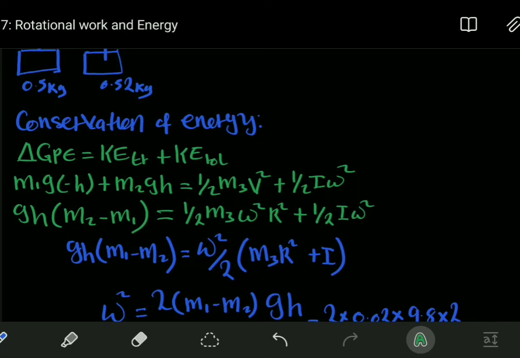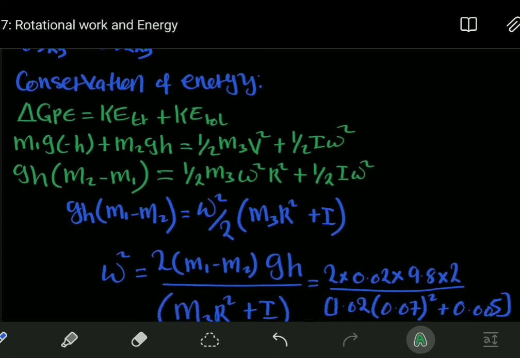Okay, so now let's move on. We have gh times (m1 minus m2) being equal to omega squared over 2 multiplied by (m3 r squared plus I). So don't be confused here. Make sure you're following through. Where you're not clear, you're always free to ask. Post your questions on Telegram, even on WhatsApp, it's okay.